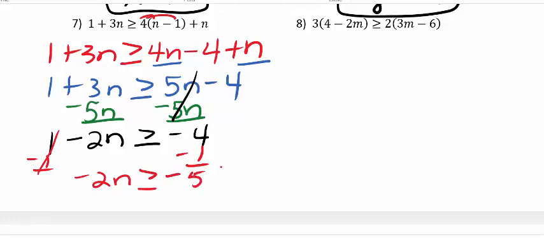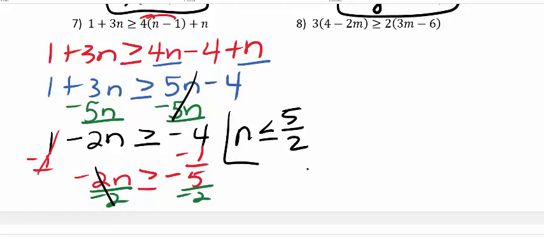Now, our very last step is to get rid of this negative 2. I notice that it's a negative number, so when I divide both sides by negative 2, I'm going to change the direction of that inequality. Negative 2 divided by negative 2 is 1. We're going to have the n here, and we're going to switch it from greater than or equal to less than or equal to, and then a negative and a negative is a positive. 5 halves can't be simplified any further. So our answer is n is less than or equal to 5 halves.